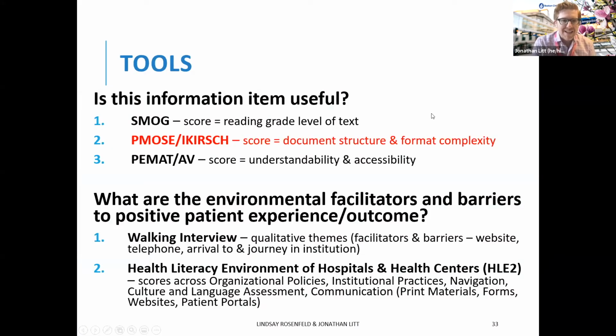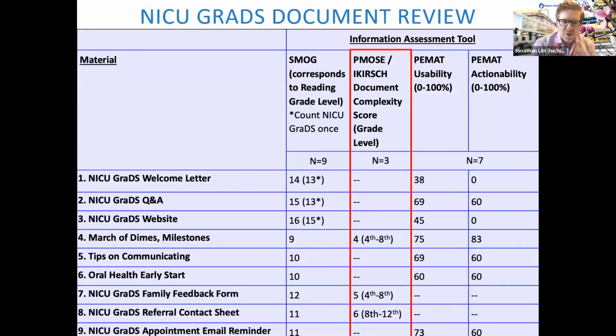Next slide, thank you. The next assessment we did was looking at both the structure and the format of our tools, and thinking particularly about the complexity of these tools. The assessment tools used were the PMOSE and IKIRSCH, and it gives us a score that's related to the complexity of a given item. Here again was just a smaller subsample of the written materials. And you'll see this also corresponds to a grade level.